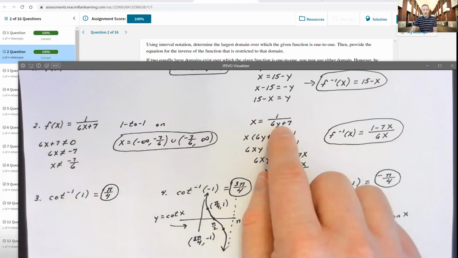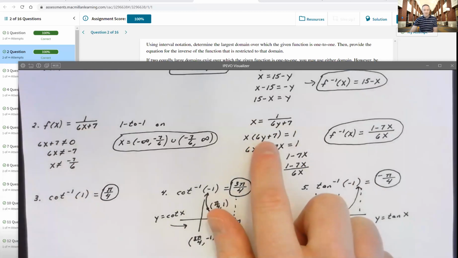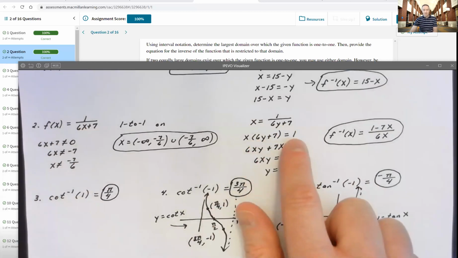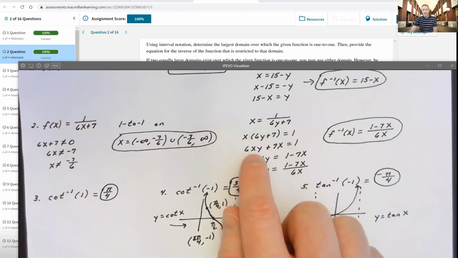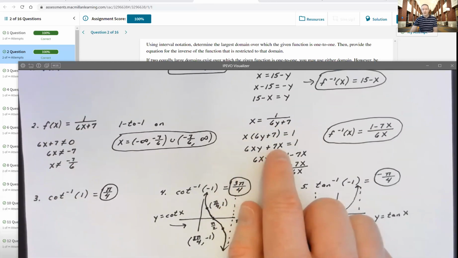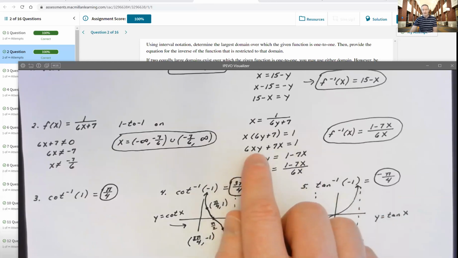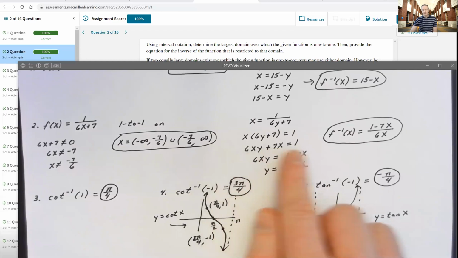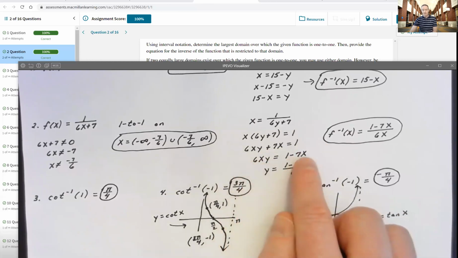In order to do that, I multiplied by the group 6y plus 7 on both sides. That gave me x times 6y plus 7 was equal to 1. Then I distributed through the x, and I had 6xy plus 7x is equal to 1. I need to isolate the y. Well, then subtract 7x on both sides. 6xy is equal to 1 minus 7x.